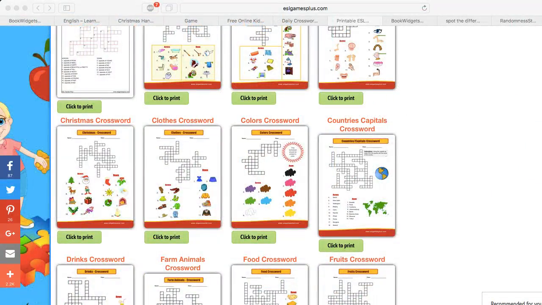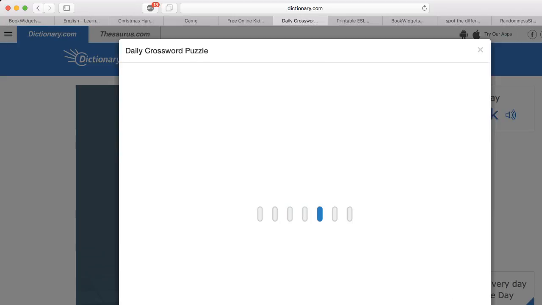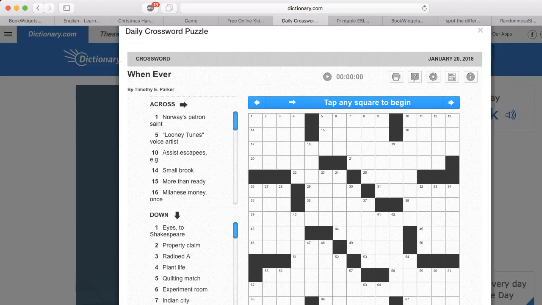And this one is from dictionary.com. They have a free daily crossword, and it's pretty difficult. So we're not going to play it right now because of time, but they do have one, and it's pretty lengthy. It's really good because you have the option of going from easy to challenging. So I definitely recommend doing these at any level. I'll put the links in the description once we are finished.